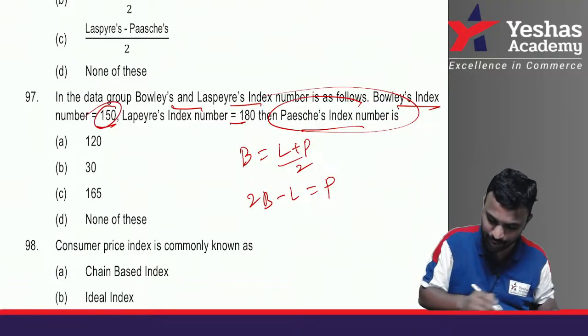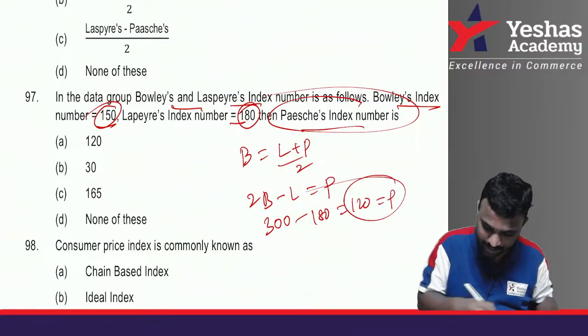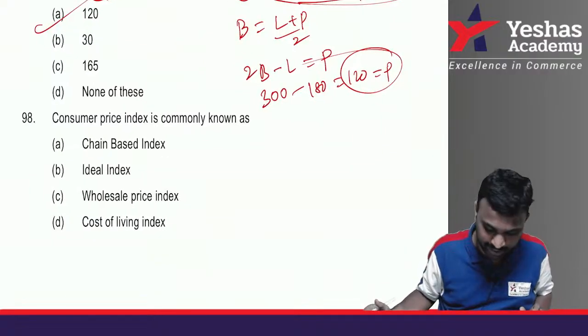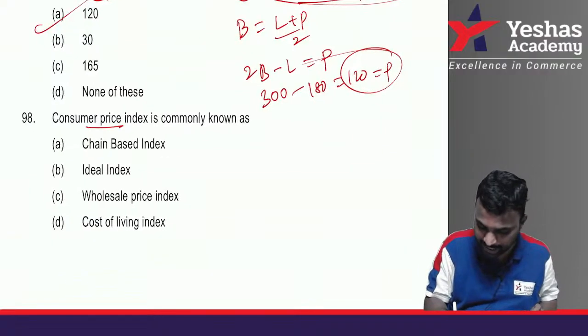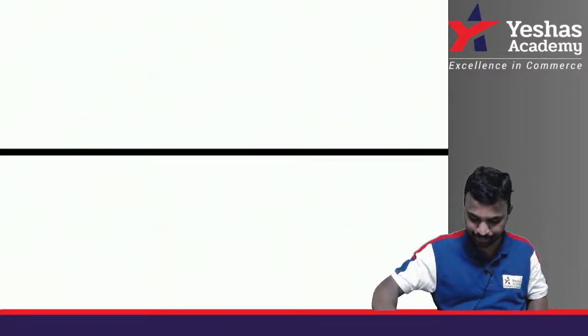Bowley's is 150. 2 into 150 is 300. Laspeyres' is 180. So 300 minus 180 is 120. That is Paasche's index. Option A is the right answer. Moving on to the next question, 98th. Consumer price index is commonly known as, very good, cost of living index.